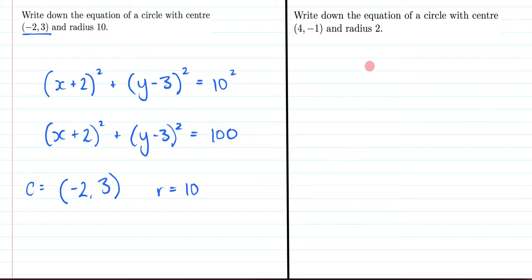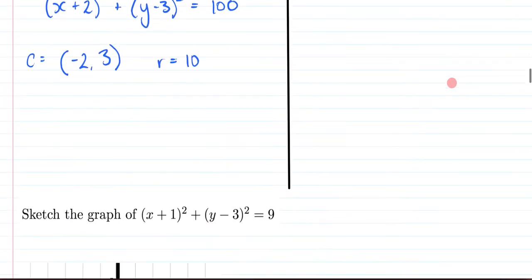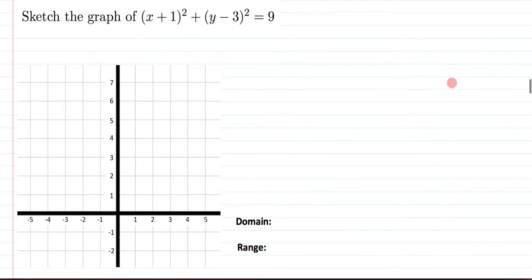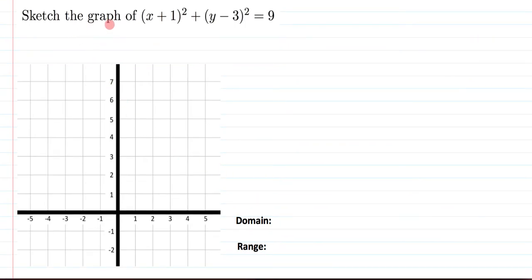We now come here, and I'm going to leave this one for you to do by yourself. But if I was to do it really quickly, you'd get x minus 4 squared plus y plus 1 squared equals 4. Perfect. Let's now move on to our next question. This is asking us to sketch the graph x plus 1 squared plus y minus 3 squared equals 9.